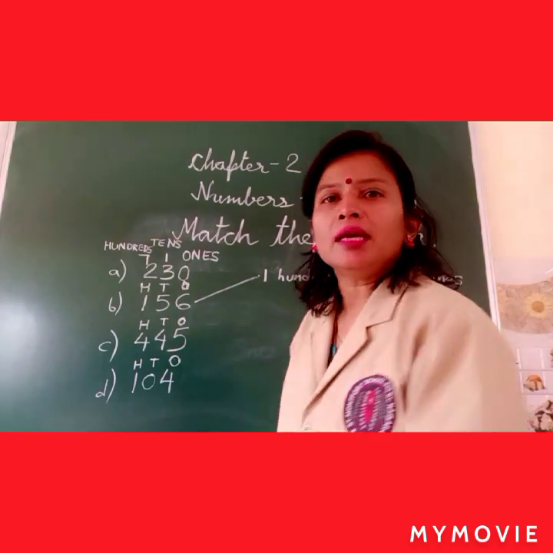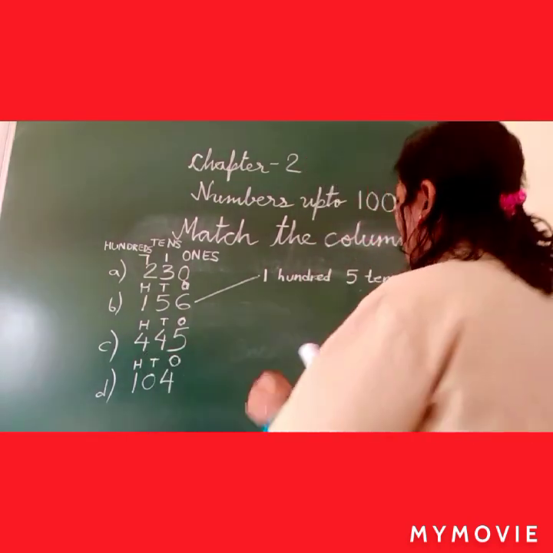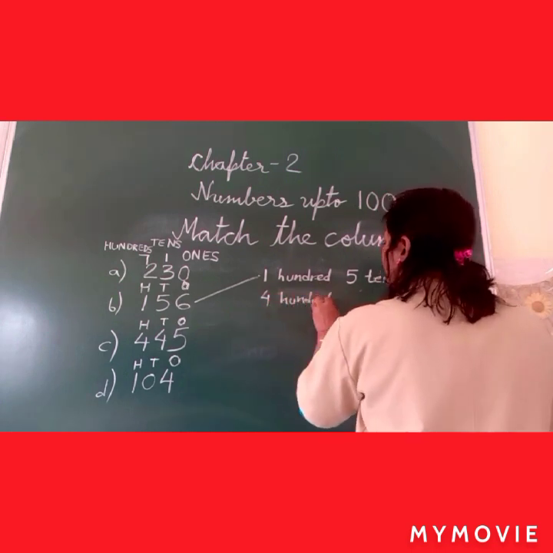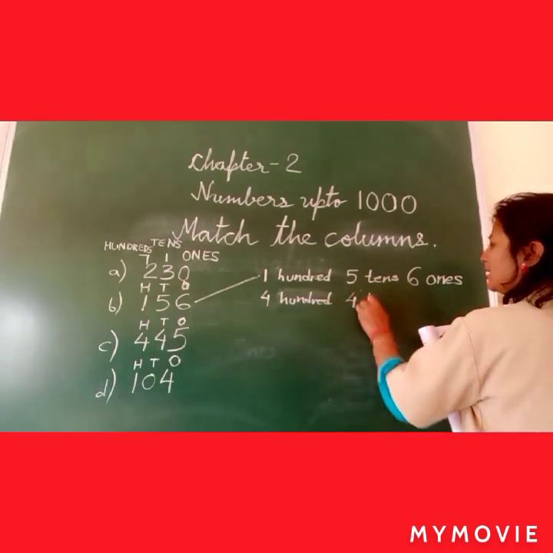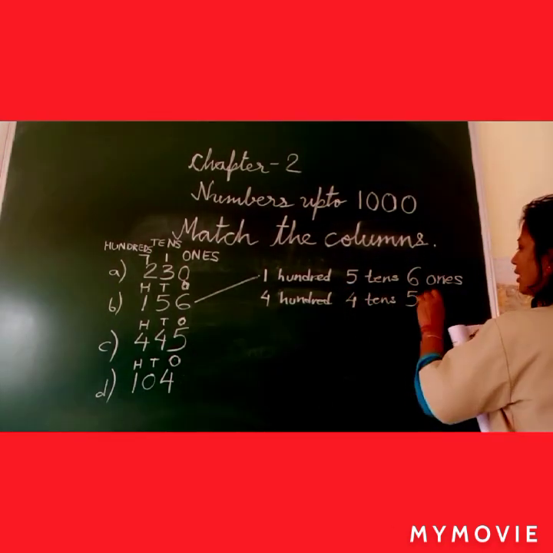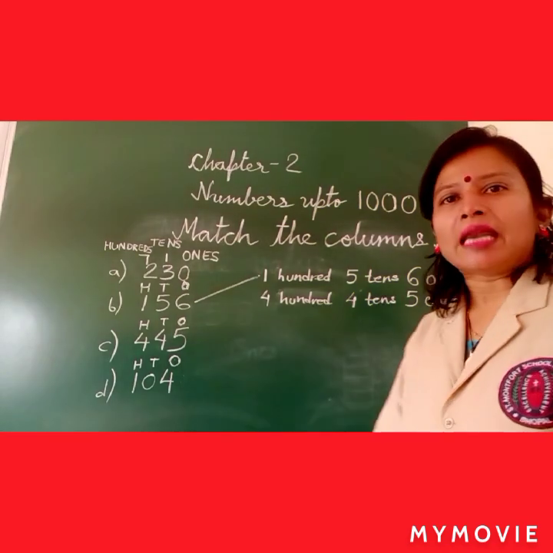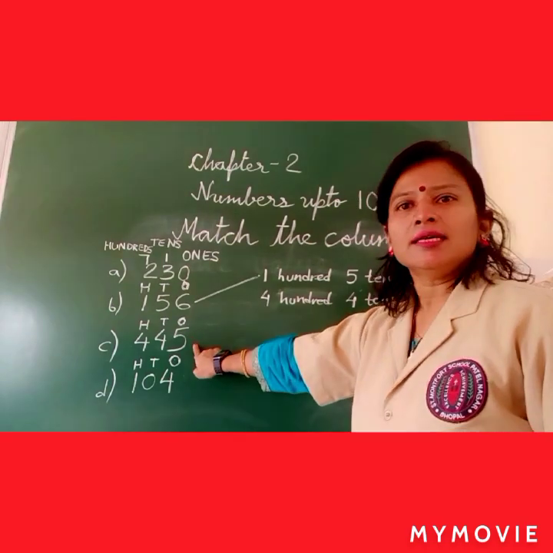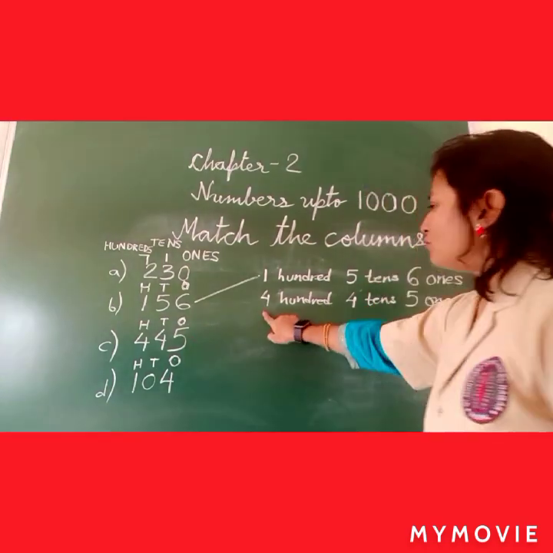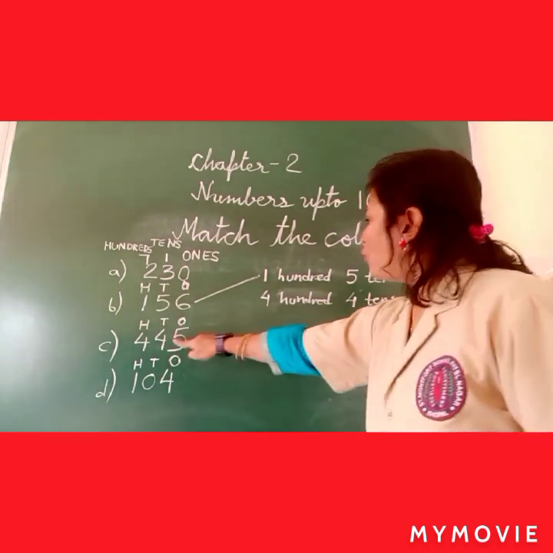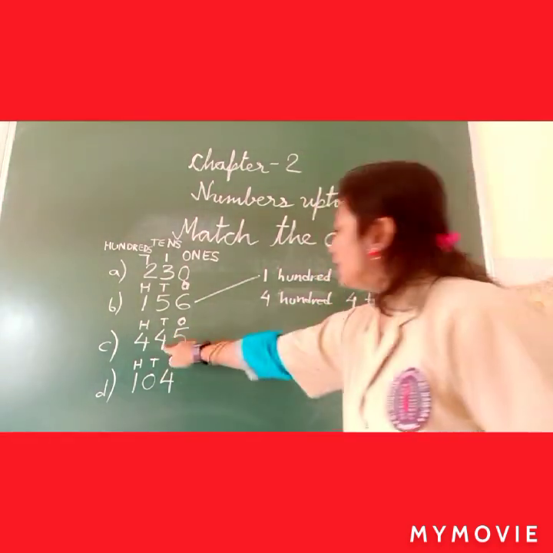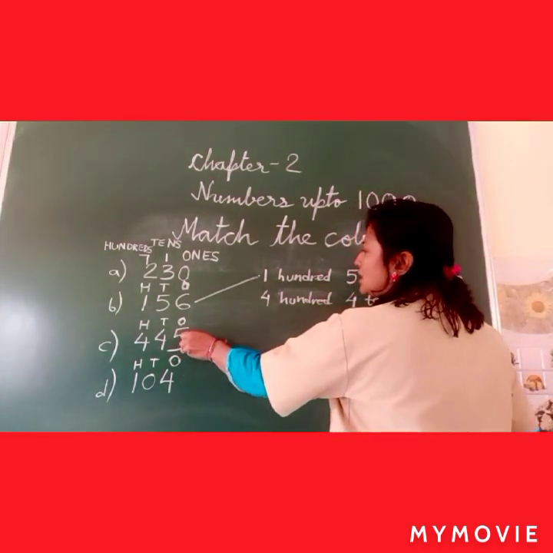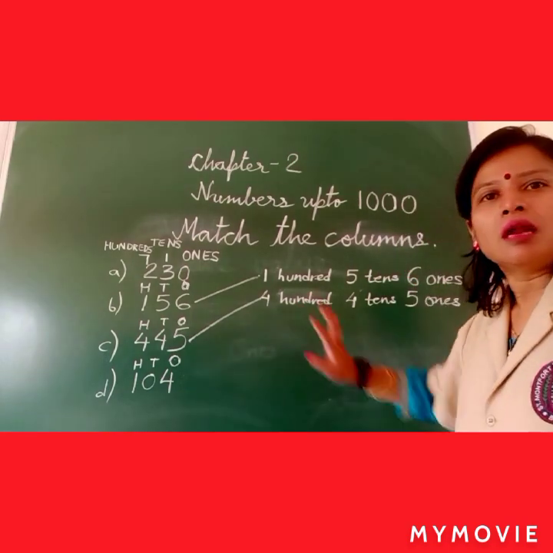Now let me write the next question. 400, 4 tens, 5 ones. Now can you find out the number 445? Yes, it is in C here. And let me check the place value. 400, 4 tens and 5 ones. So I will join C from the given answer.